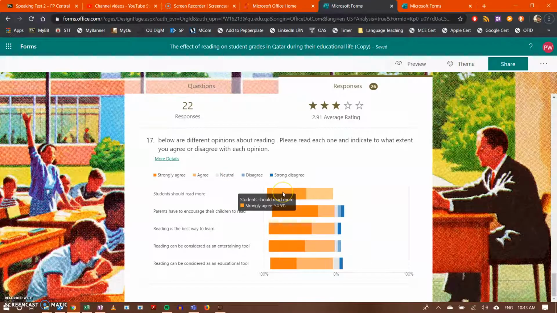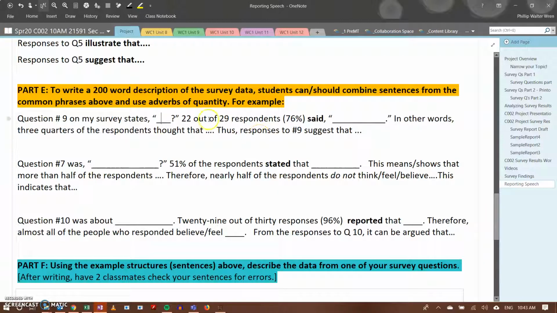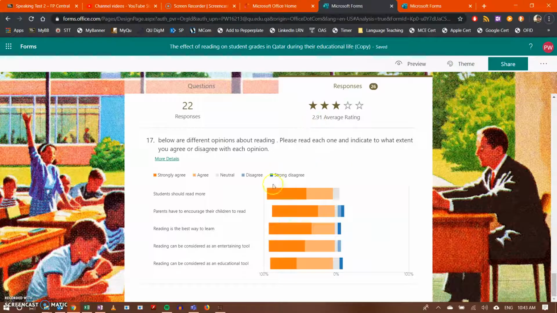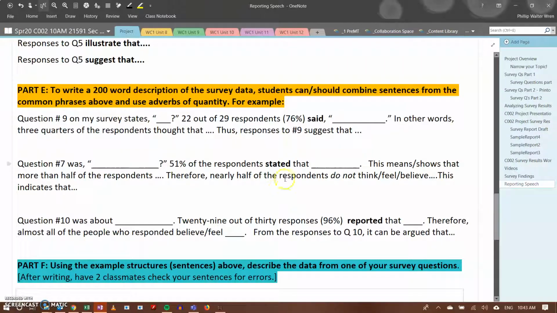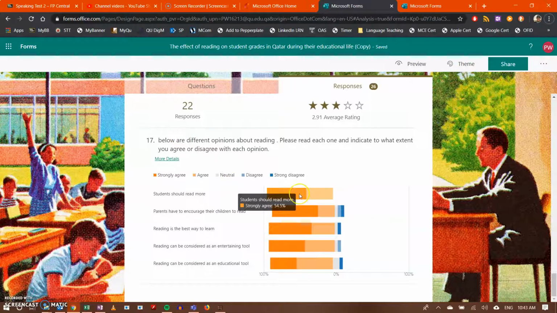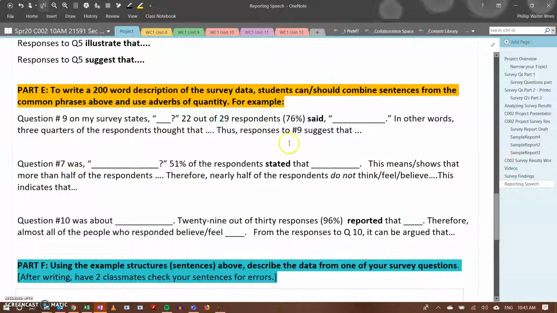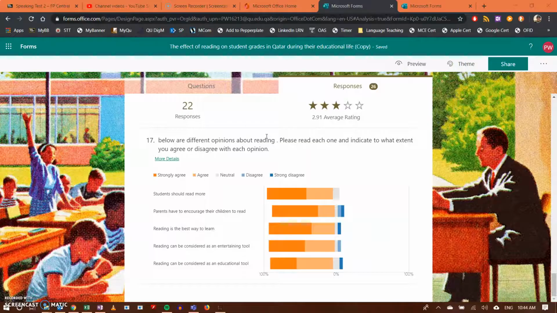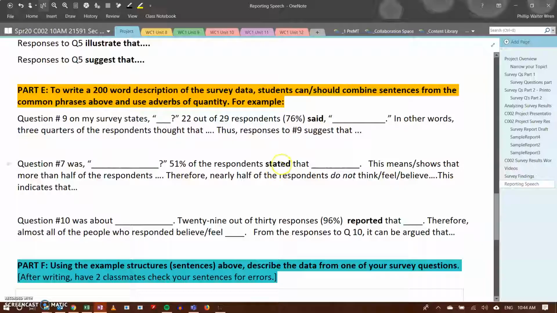So, 54.5% of the respondents said that they strongly agree that students should read more. In other words, about 3/4 of the respondents believe that reading is very important for students. Thus, responses to question number 17 suggest that students recognize how important reading is for their grades, and it is something that they should do more.